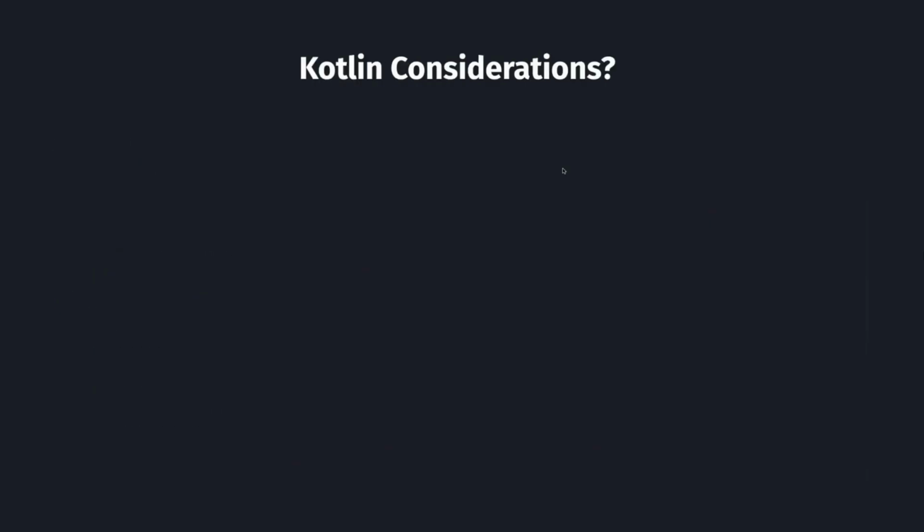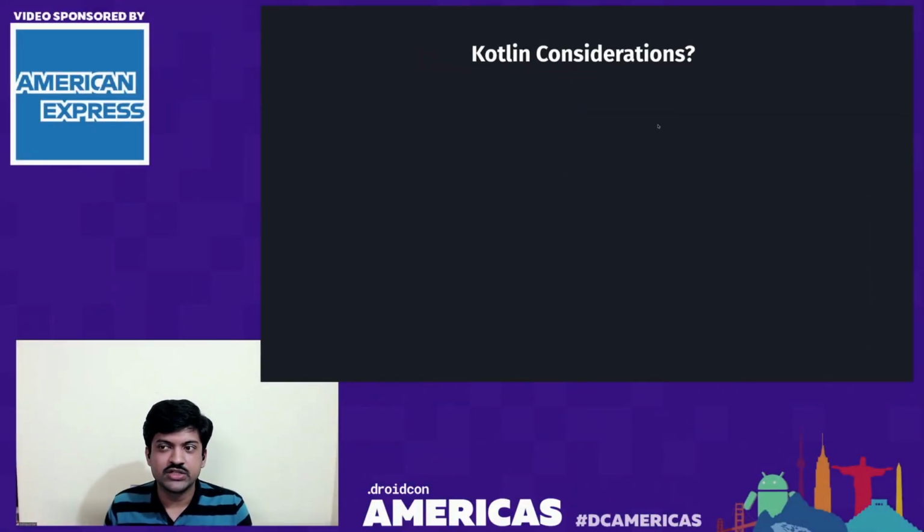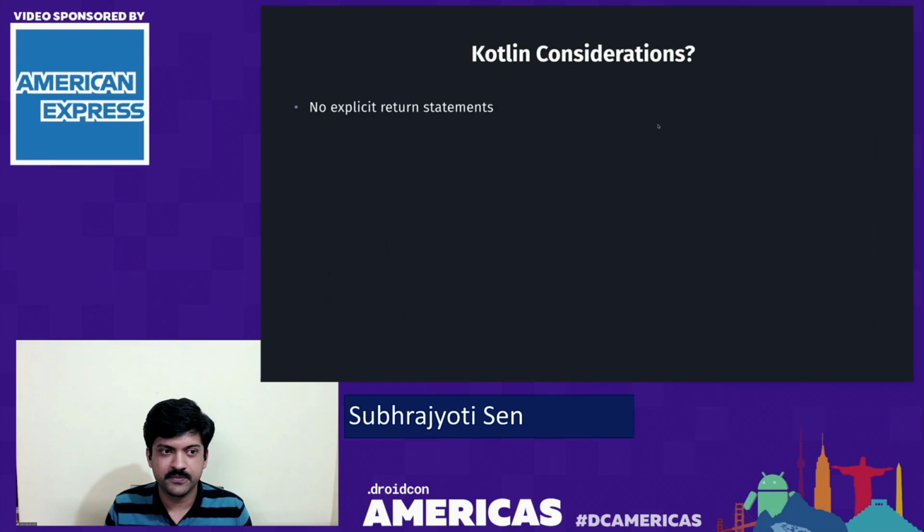And lastly, Kotlin considerations to be made while writing your Lint rules. Like I mentioned, the Lint rules that you write for your Java files will also work in Kotlin files with some considerations. So let's see what those considerations are. Kotlin might not have explicit return statements. You can have functions which don't even write the keyword return. Similarly, you don't need to specify explicit return types. It could be implied from whatever value your function returns.